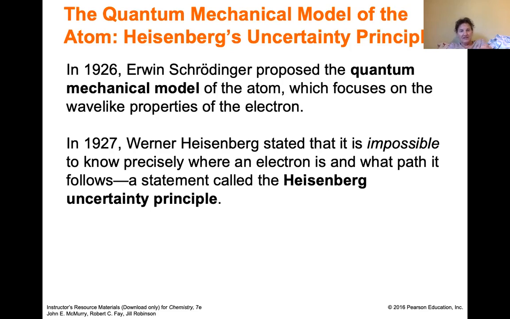So in 1926, when quantum mechanics was finalized, Schrödinger proposed the quantum mechanical model of the atom, which focuses on the wave-like properties of the electron. And in 1927, Heisenberg stated that it's impossible to know precisely where an electron is and what path it follows. He called that statement the Heisenberg uncertainty principle.